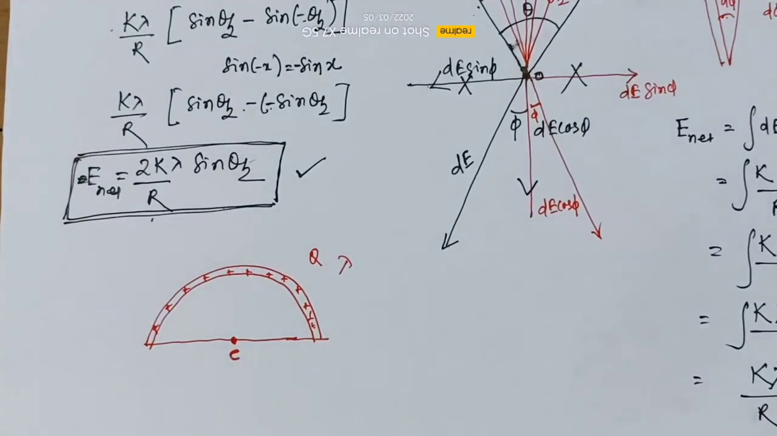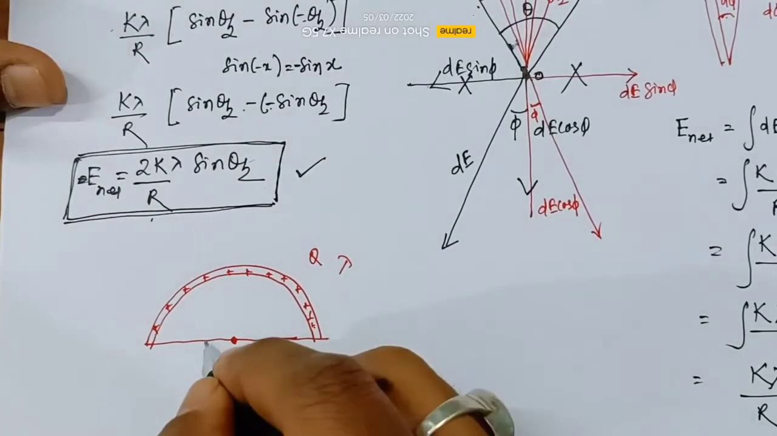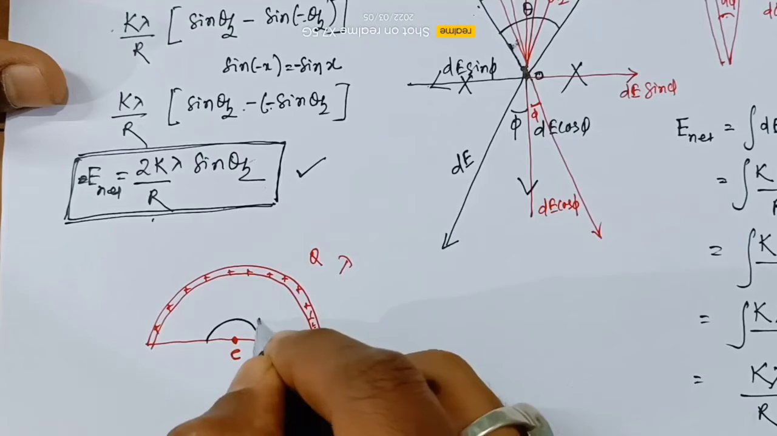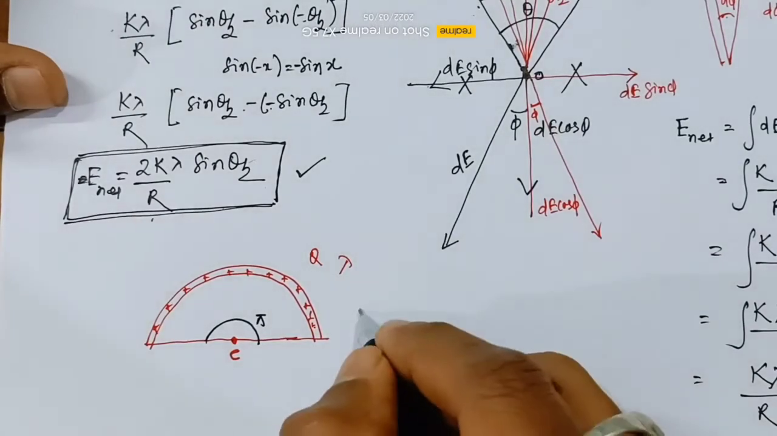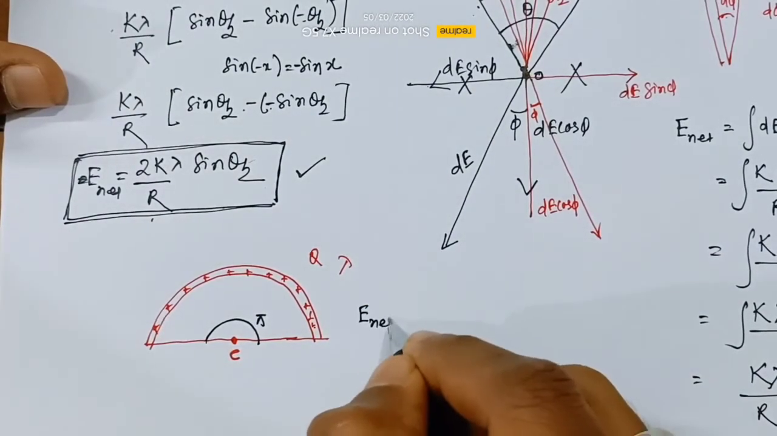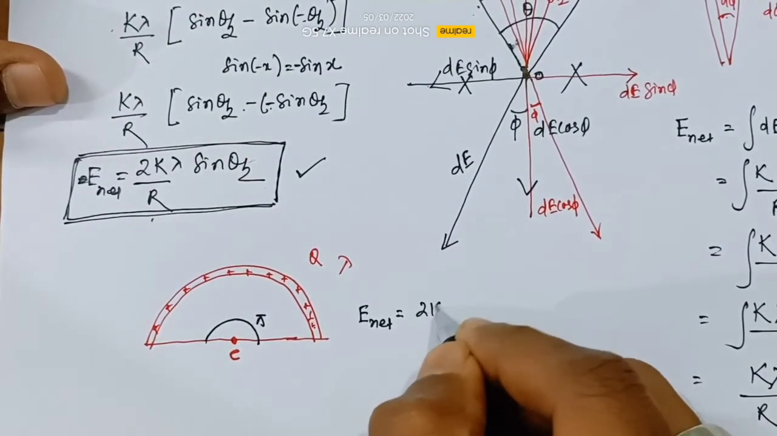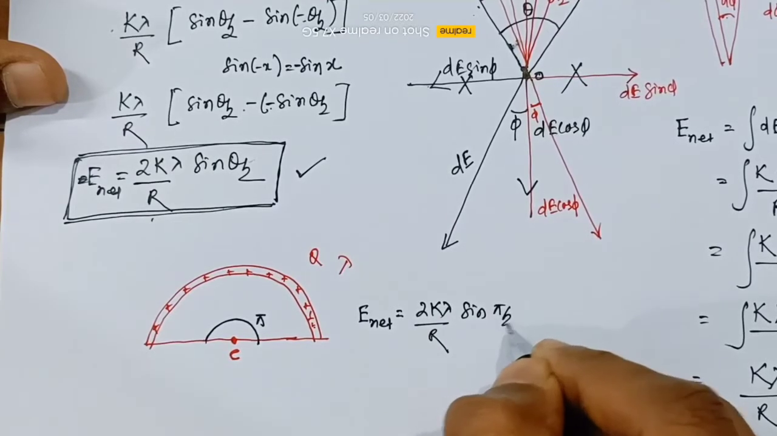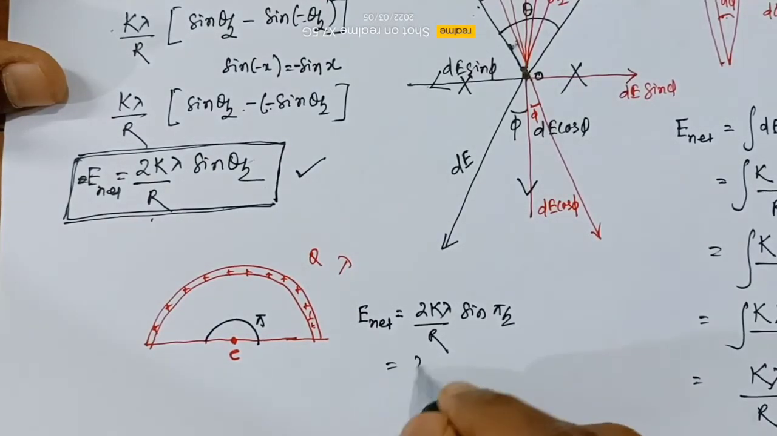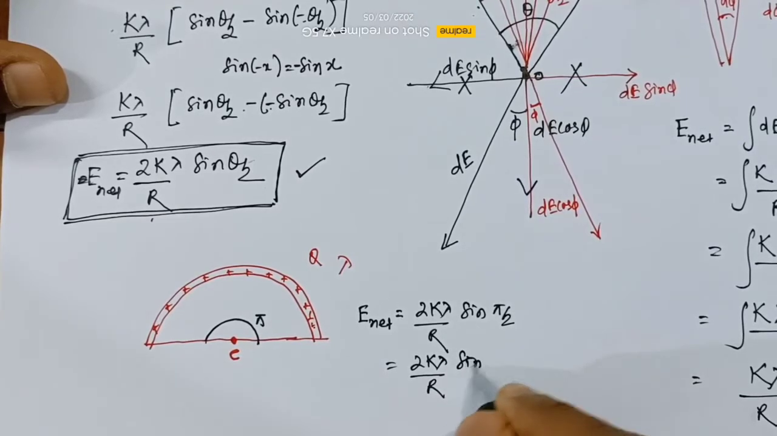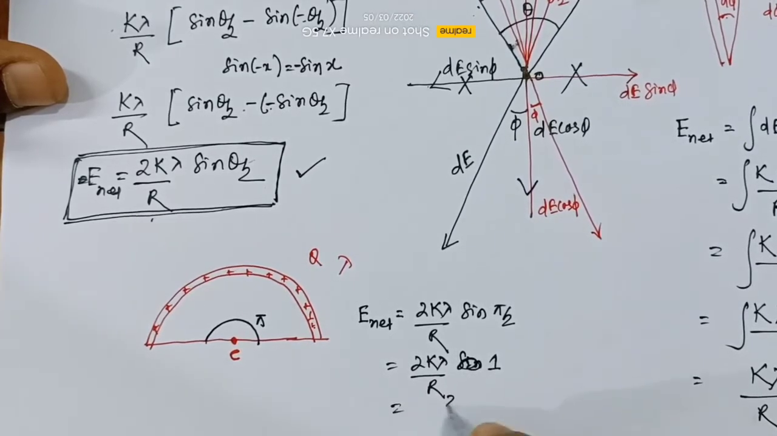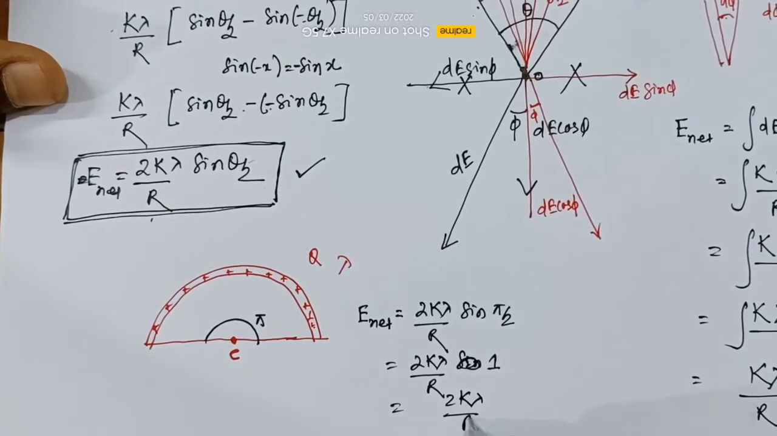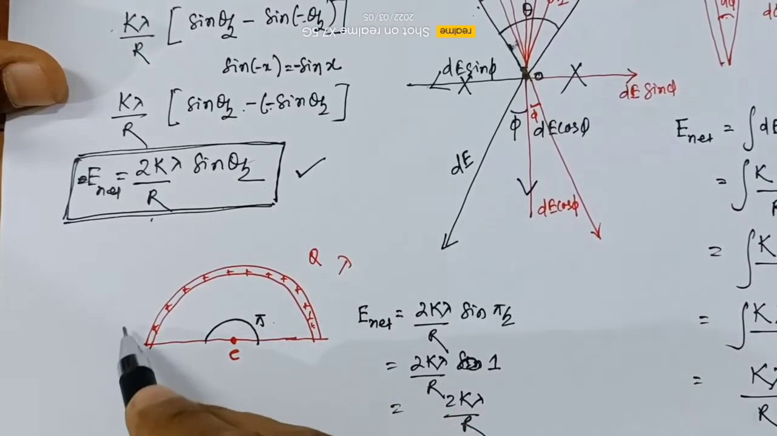Yes. If we consider the whole theta is now what? It is pi. If I write my net electric field, E net is nothing but 2k lambda by r, this is sin pi by 2. And the expression is simply 2k lambda by r, sin 90 is 1. So what is the expression? That is 2k lambda by r for a semicircular arc.